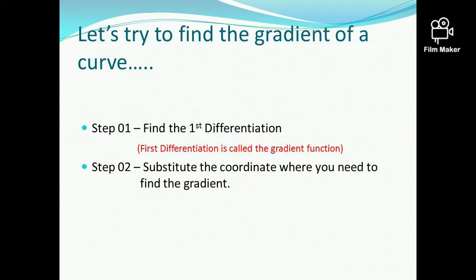From our first video, we have already learned that the purpose of learning differentiation is to simplify problems involving gradient. Therefore, let's try to understand how to find the gradient using differentiation. To find the gradient, follow these steps. Initially, differentiate the original function. That gives you the gradient function. Then after that, substitute the coordinates of the point in this differentiated function. That gives you the gradient at that specific point.